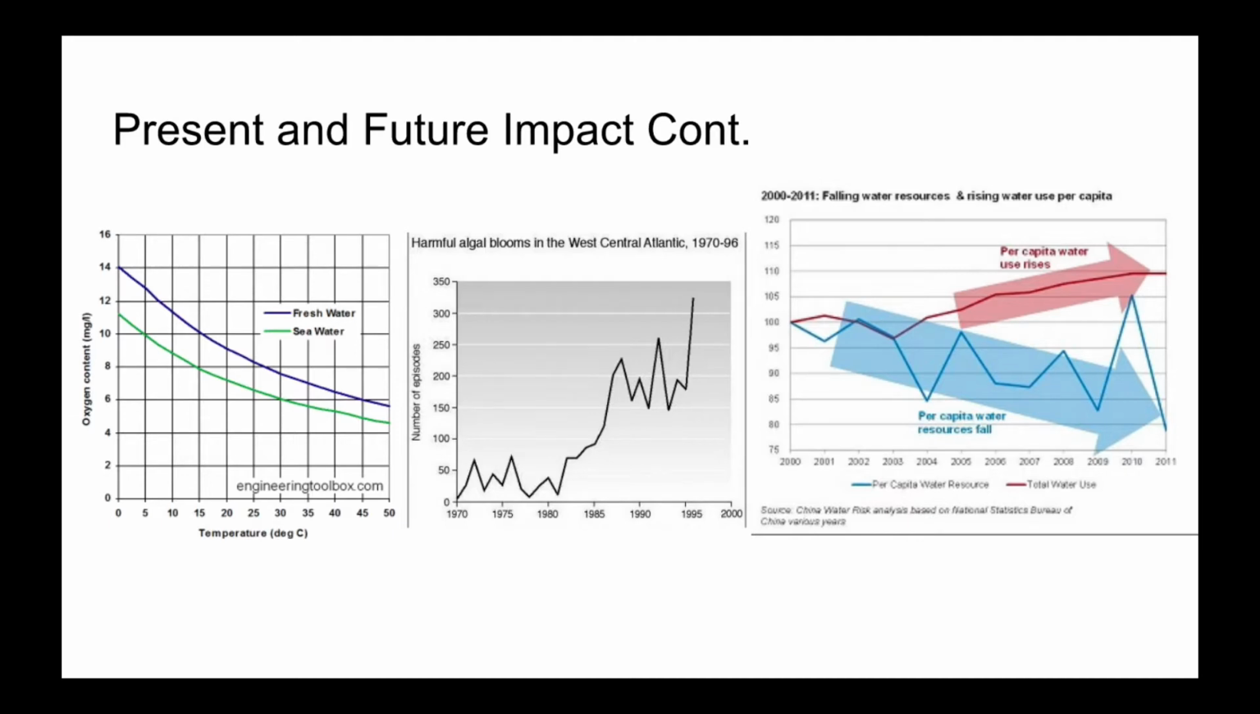As you can see, there are becoming more algal blooms, as shown by the graph in the middle, and this will only get worse. A huge issue is that the harmful algal blooms could harm our water resources, and as the water resources are already falling, it could get even worse with this. And then everyone is using more water, so it's not going to work.